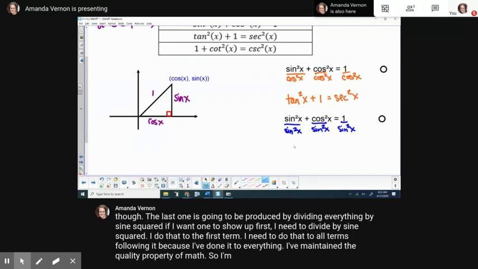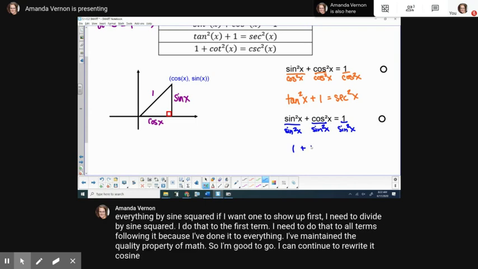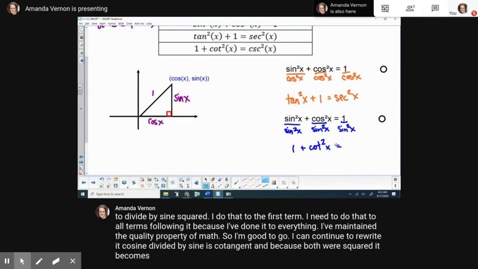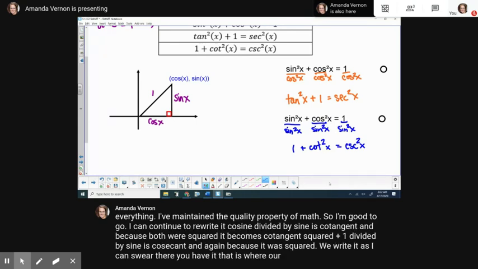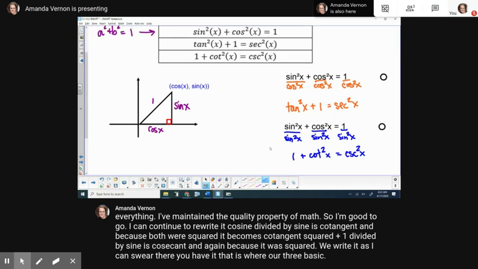I can continue to rewrite it. Cosine divided by sine is cotangent, and because both were squared, it becomes cotangent squared. And 1 divided by sine is cosecant, and again, because it was squared, we write it as cosecant squared. There you have it. That is where our 3 basic Pythagorean identities come from.